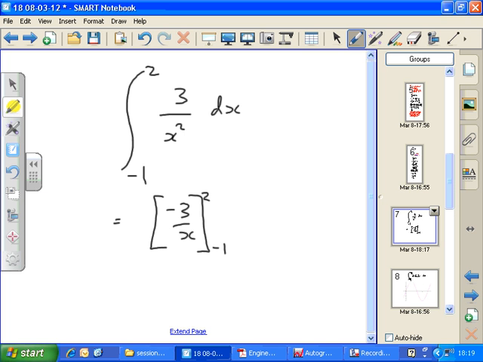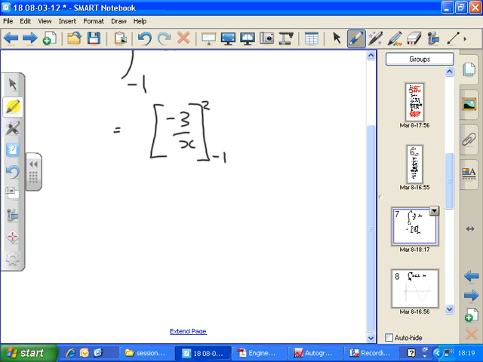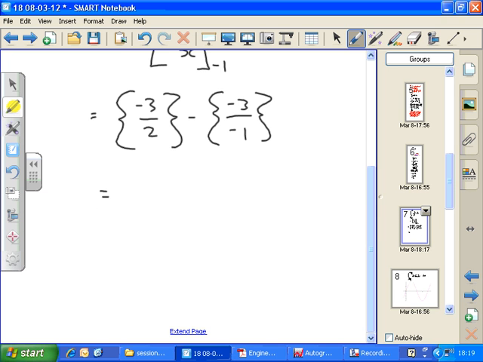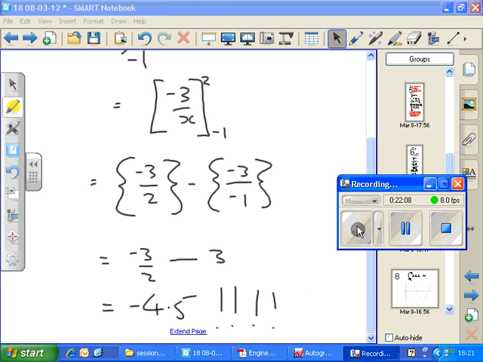So we have negative 3 over x, that's the integral between the limits 2 and minus 1. If I put them in, I get negative 3 over 2 minus negative 3 over negative 1, which is negative 3 over 2 plus 3, which is 1.5. Sorry, minus 4.5. Okay, correction.